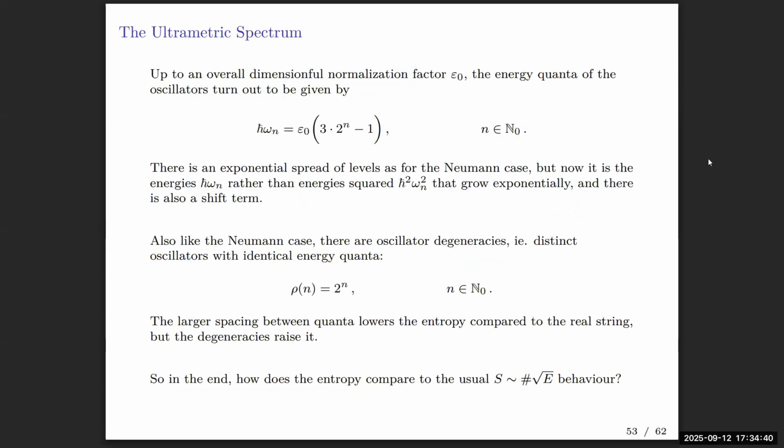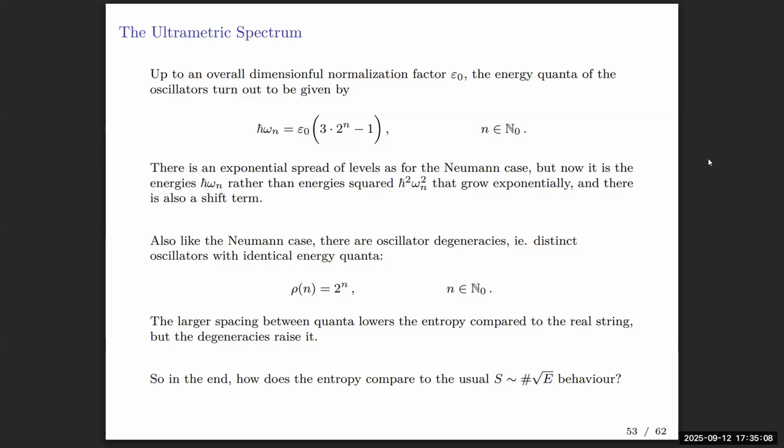Let's just, for simplicity, take a concrete case, the two cluster size case. It turns out that if you look at these characters that you can define on this twofold ultrametric circle, then their eigenvalues are given by this function here. So 3 times 2 to the n minus 1, and then there's some dimensional factor that you can't determine just from mathematical considerations. This is the dimensional parameter that carries units of energy.